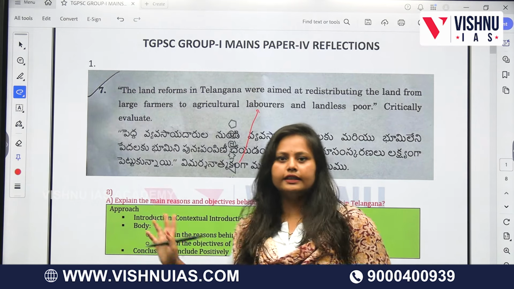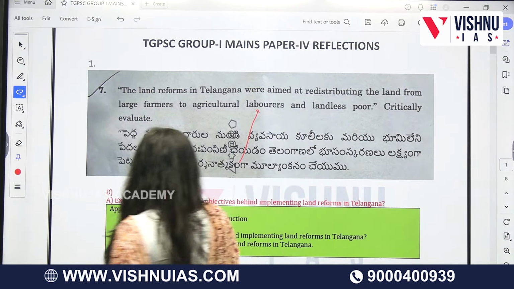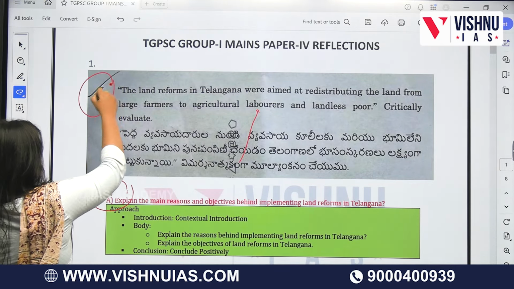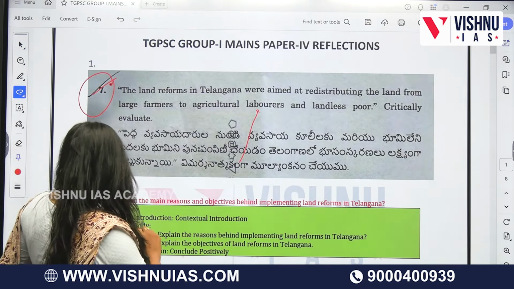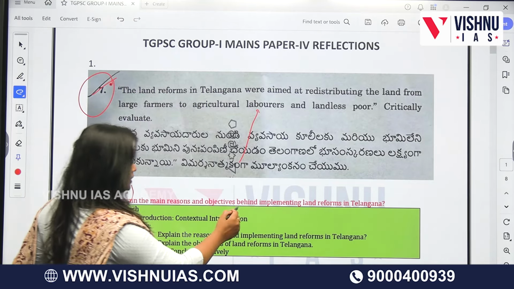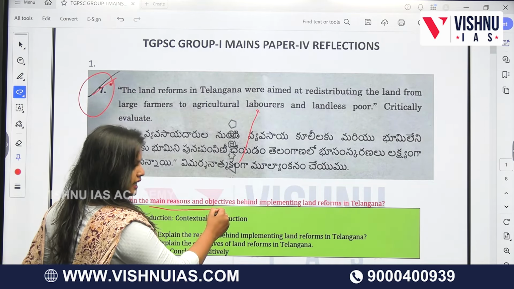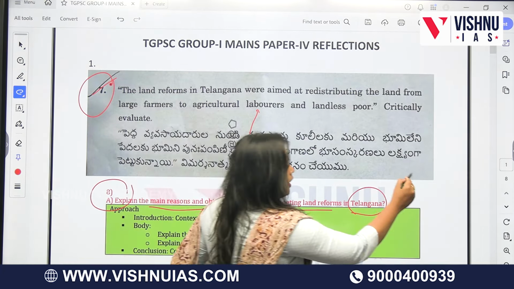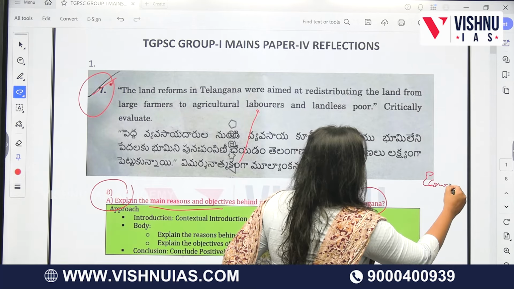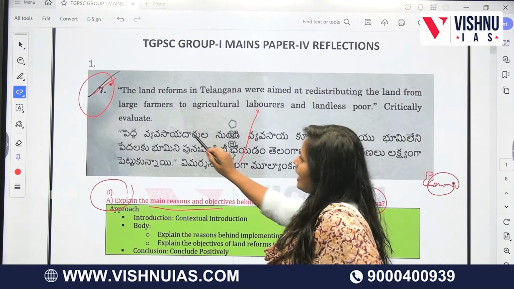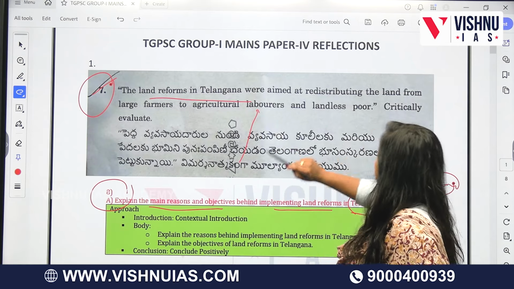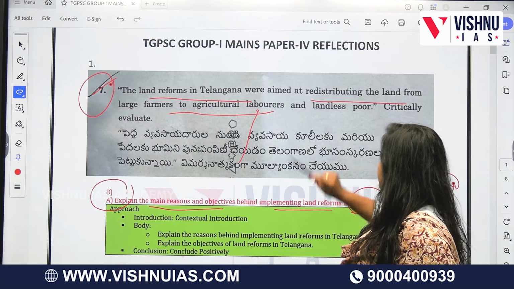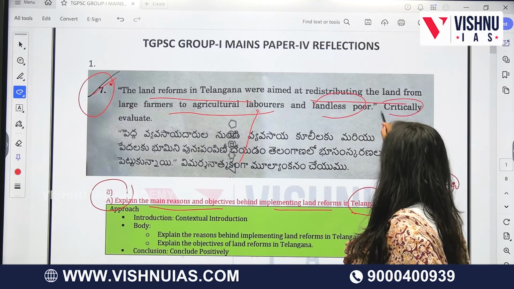So this is our test series. We'll compare our test series questions with the actual examination paper. In our test series, we asked the students what is the main reason and objective in implementing land reforms in Telangana. This is economy part. Coming to the exam question, they asked: land reforms in Telangana, redistributing the land from large farmers to agricultural laborers and landless poor. Critically evaluate.